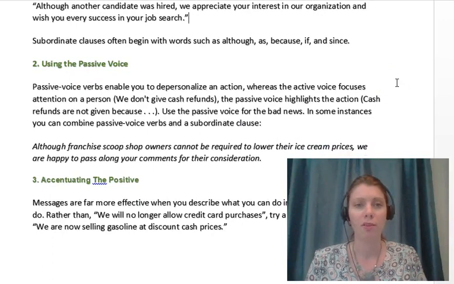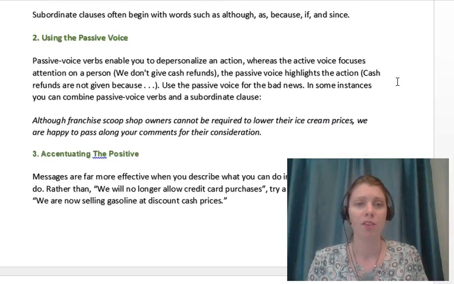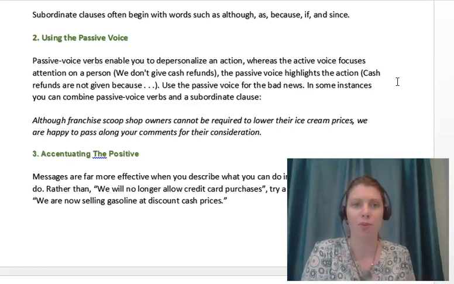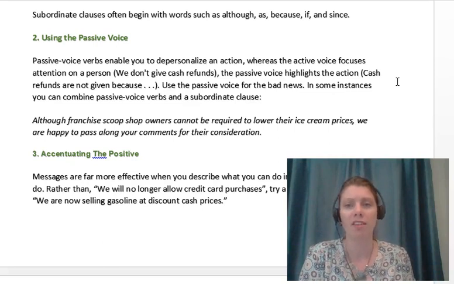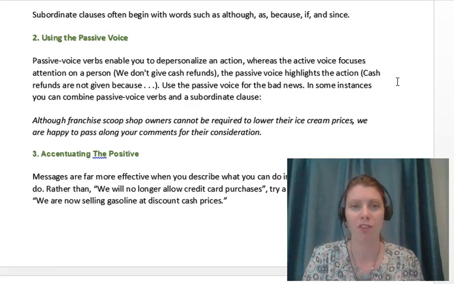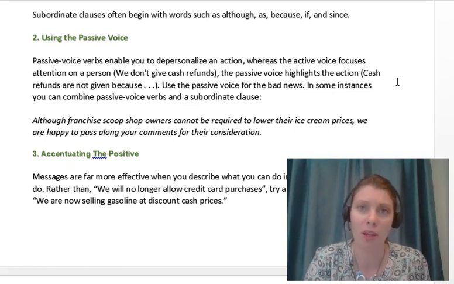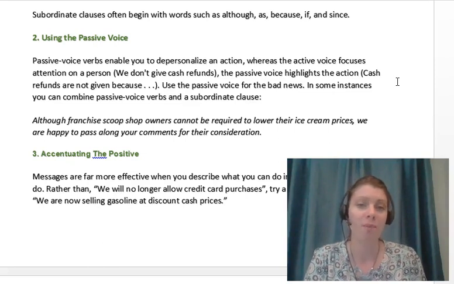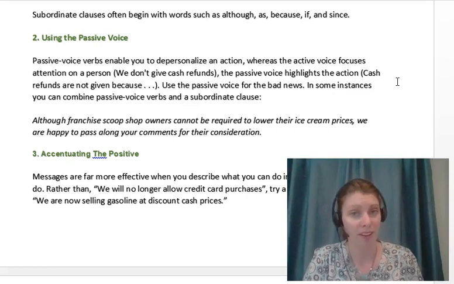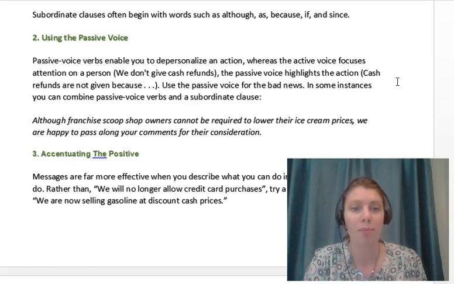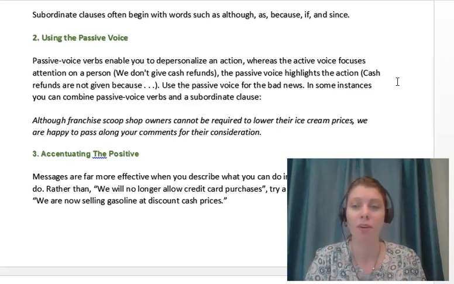To cushion the bad news, you might also use the passive voice, which we've seen. Passive voice verbs enable you to depersonalize the action. Whereas the active voice will focus the attention on the person, the passive voice will highlight the action. So things like we don't give cash refunds versus cash refunds are not given because of such and such. You can use the passive voice for bad news, and in some instances, you can combine the passive voice with a subordinate clause. For example, although franchise scoop shop owners cannot be required to lower their ice cream prices, we're happy to pass along your comments for their consideration.